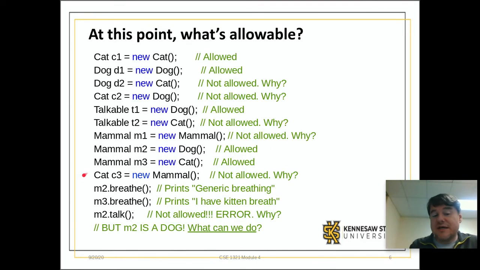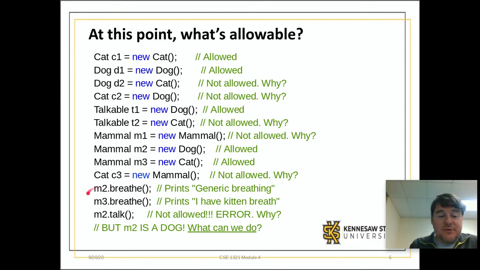That's fine, but not the other way around. So cat C3 gets new mammal is not allowed for two reasons. The first being you can never do new mammals because it turns out that they're abstract. But the most important second reason is that you can never put a parent onto a child. You can put children onto a parent. That's fine.